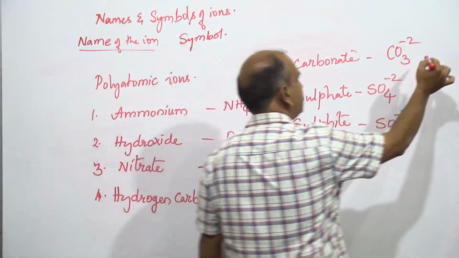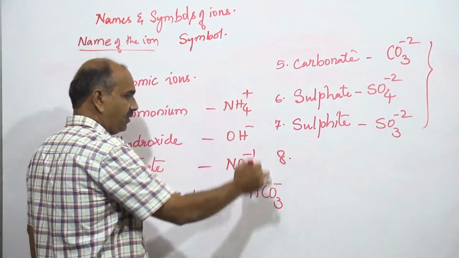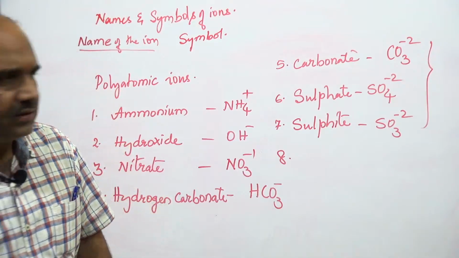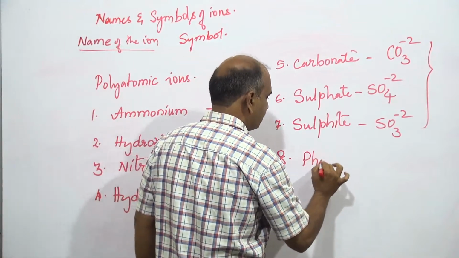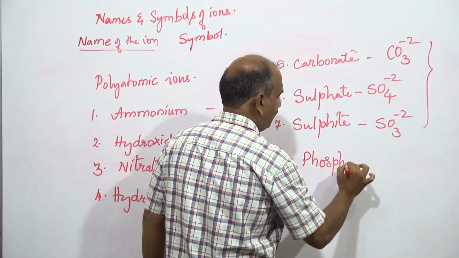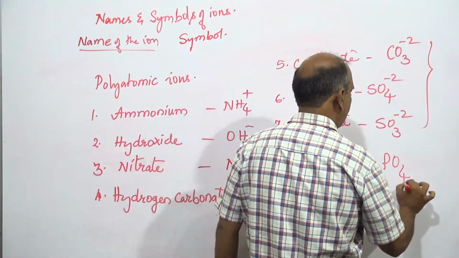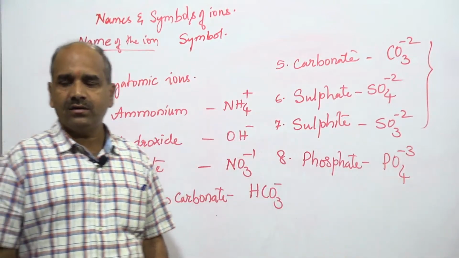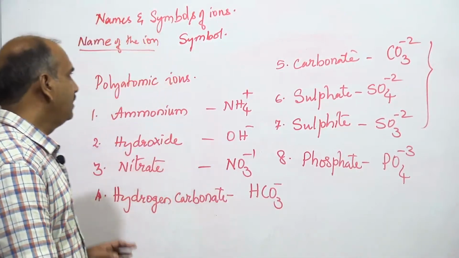So here these 3 sets, it is -2. Here these 4, they were -1. Now one more is left over, that is the -3. So that shall be phosphate. Phosphate is PO4 -3.